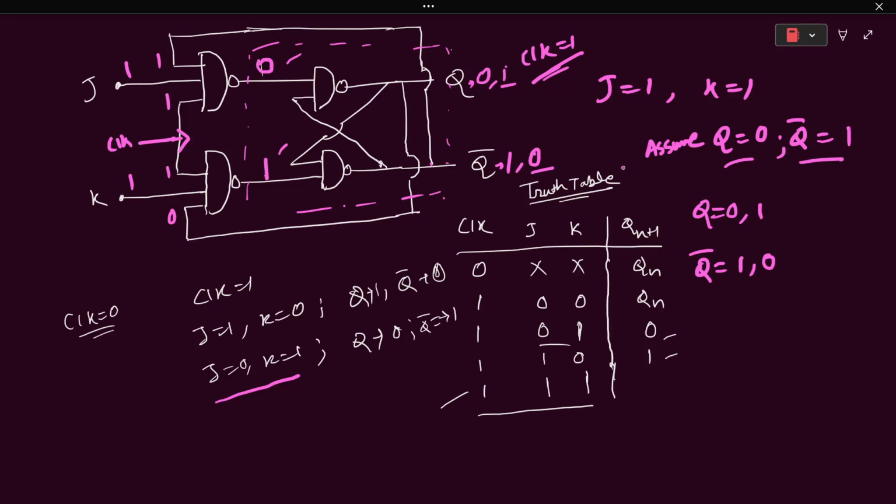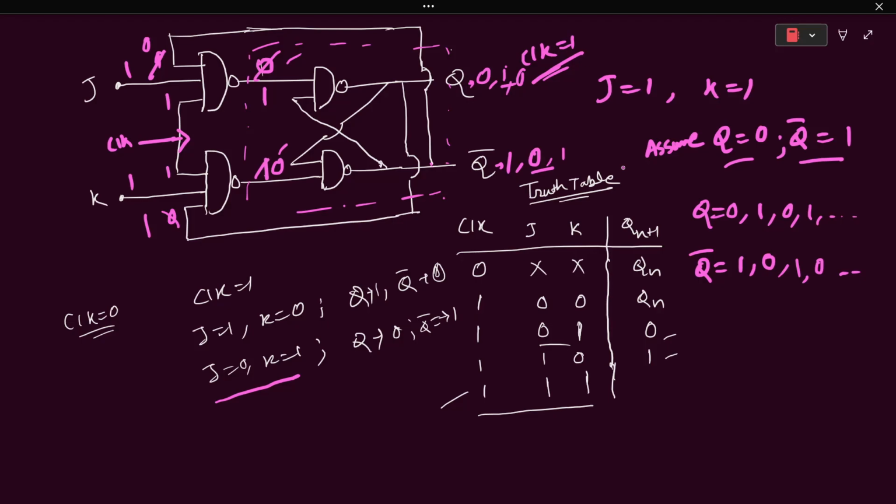So now we have Q complement as 0. Here we get 1, 0, and in place of 0 we get 1. So again this 0, 1 changes to 1, 0. The 1, 0 SR latch input gives us output 0, 1. Again we get 1, again we get 0, and so on.